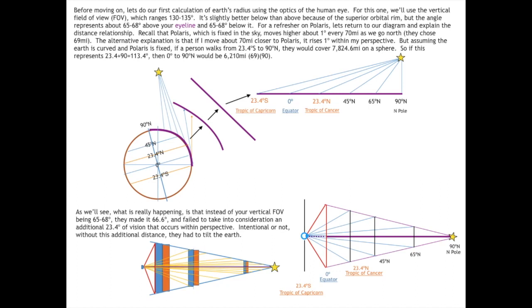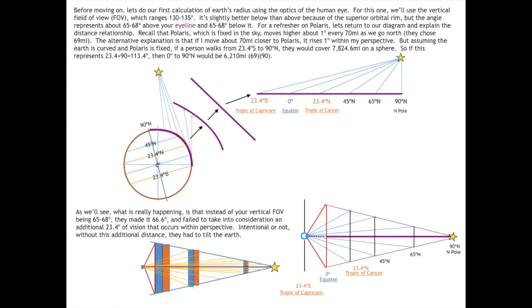But assuming that the Earth is curved and Polaris is fixed, if a person walks 23.4 degrees south to 90 degrees north, they would cover about 7,824.6 miles on a sphere. So if this represents 23.4 plus 90, or 113.4 degrees, then 0 to 90 degrees north would be about 6,210 miles, or 69 times 90.